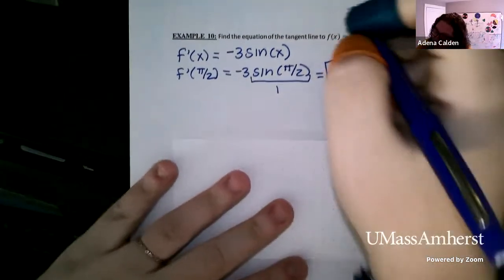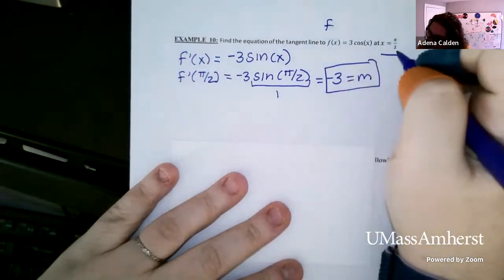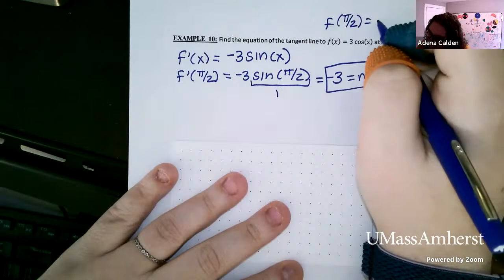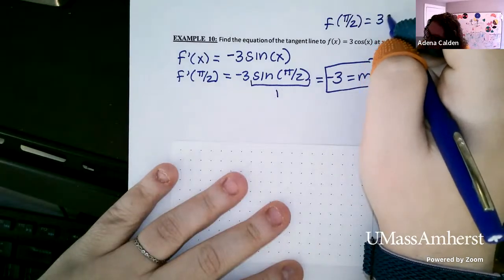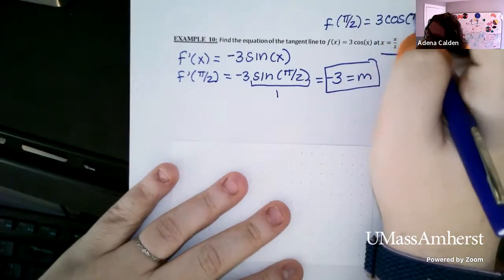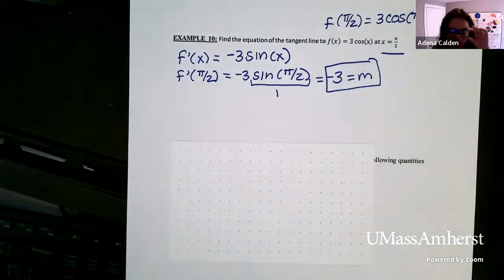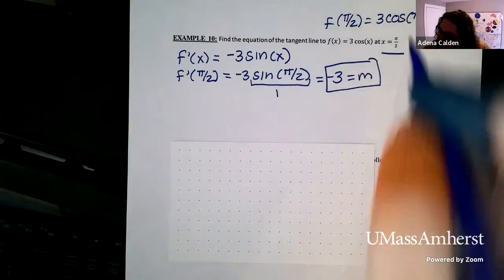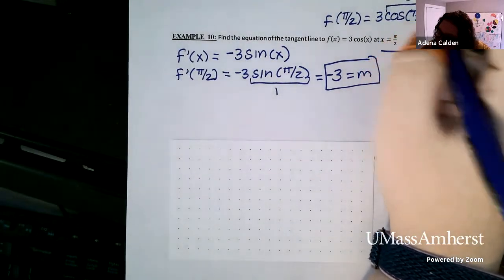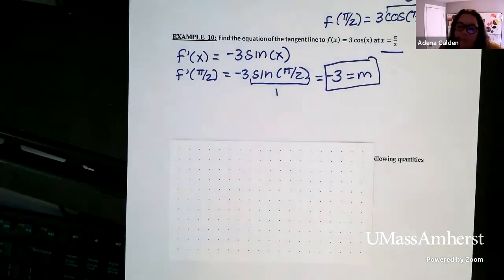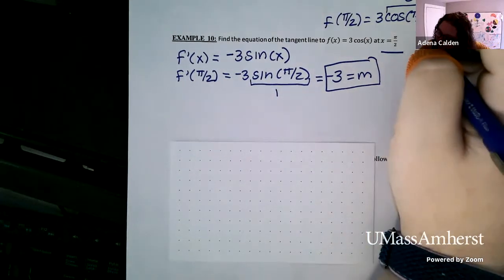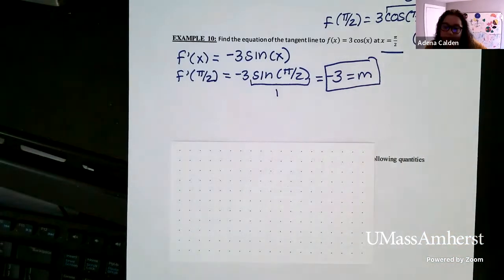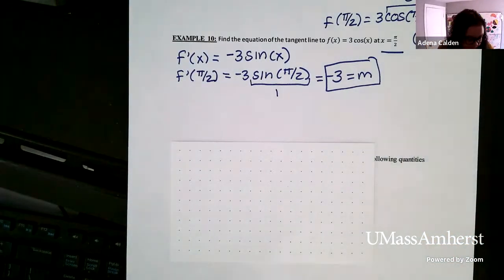And then to get our point, we need to plug in the value we're interested in into the original function. So f of pi over 2, we have 3 cosine pi over 2. When we plug that into the original, cosine of pi over 2 is going to be 0. So we have 3 times 0, which is 0, which means that our point is pi over 2, comma 0. So now we need to put that all together.